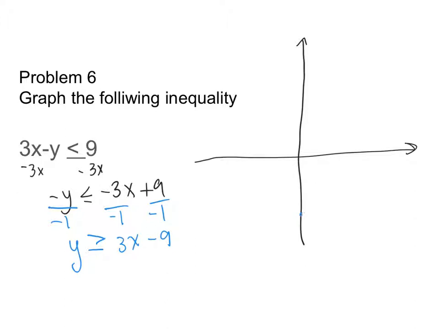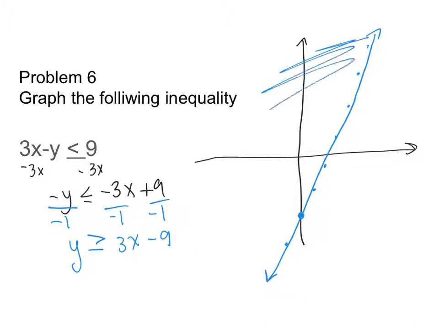So negative 9 is about here. I'm going to go up 3, to the right 1. And opposite. Okay, it is a solid line. And it's greater than.